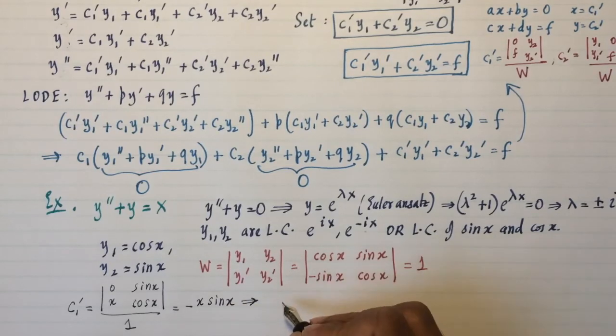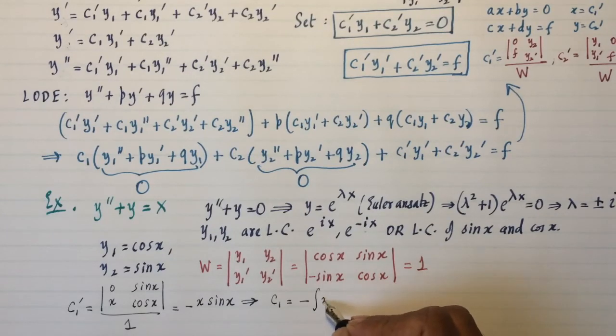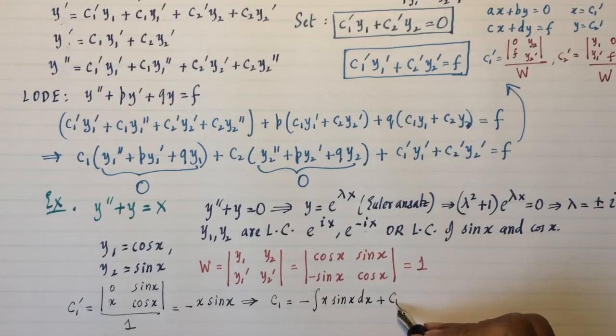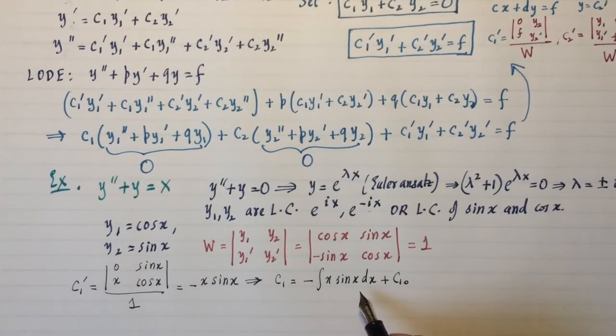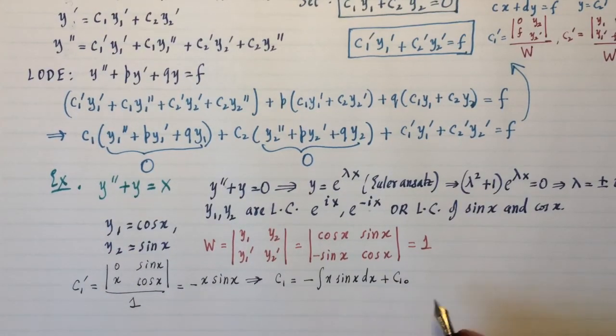Then I integrate that. If I integrate negative x sine x, I get C1, which is negative integral x sine x dx, plus C1 naught. Now this integral can be done using Euler's trick. I won't bother wasting time doing that. I just want to show you that, in principle, it works.